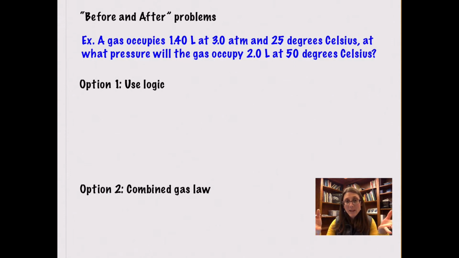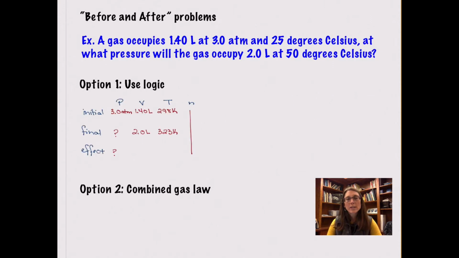So we've got the same gas and we're changing something. We have an initial set of conditions and a final set of conditions, and I want to find out some value. There are two ways to solve this. You can use logic, which is what we did in first year chemistry with the ICE tables. With this, you're going to take a look at what changes are going on in your system and think about what impact they'll have on the variable you're being asked about.